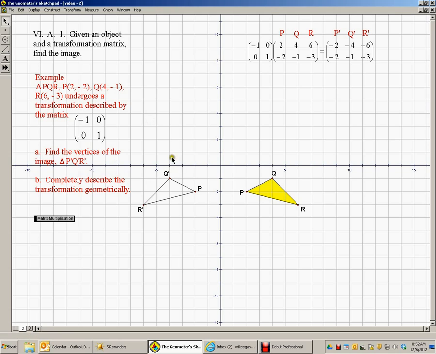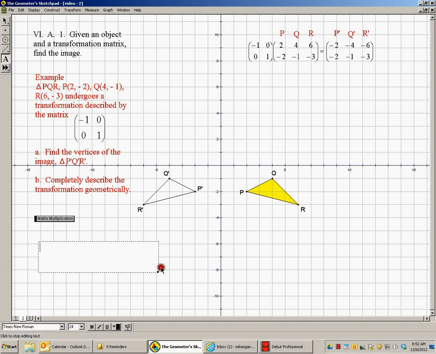So if I were to answer question A, here's the answer. Let me type it in. The vertices of the image: P prime is at -2, -2. Q prime is at -4, -1, and R prime is at -6, -3. So that would be the answer to part A in this question.